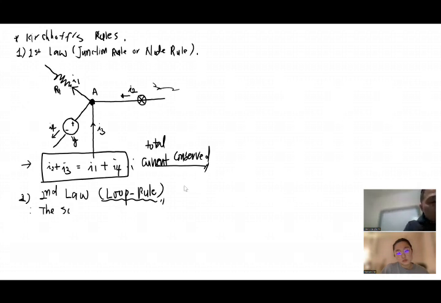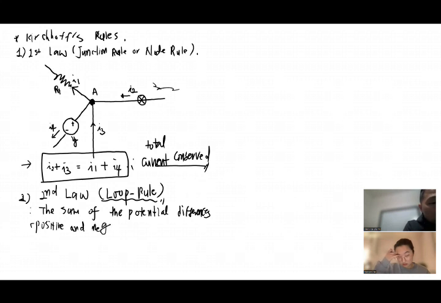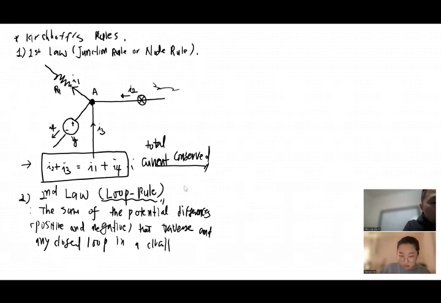Sum of the potential differences, positive and negative, that traverse any closed loop in a circuit must be 0.